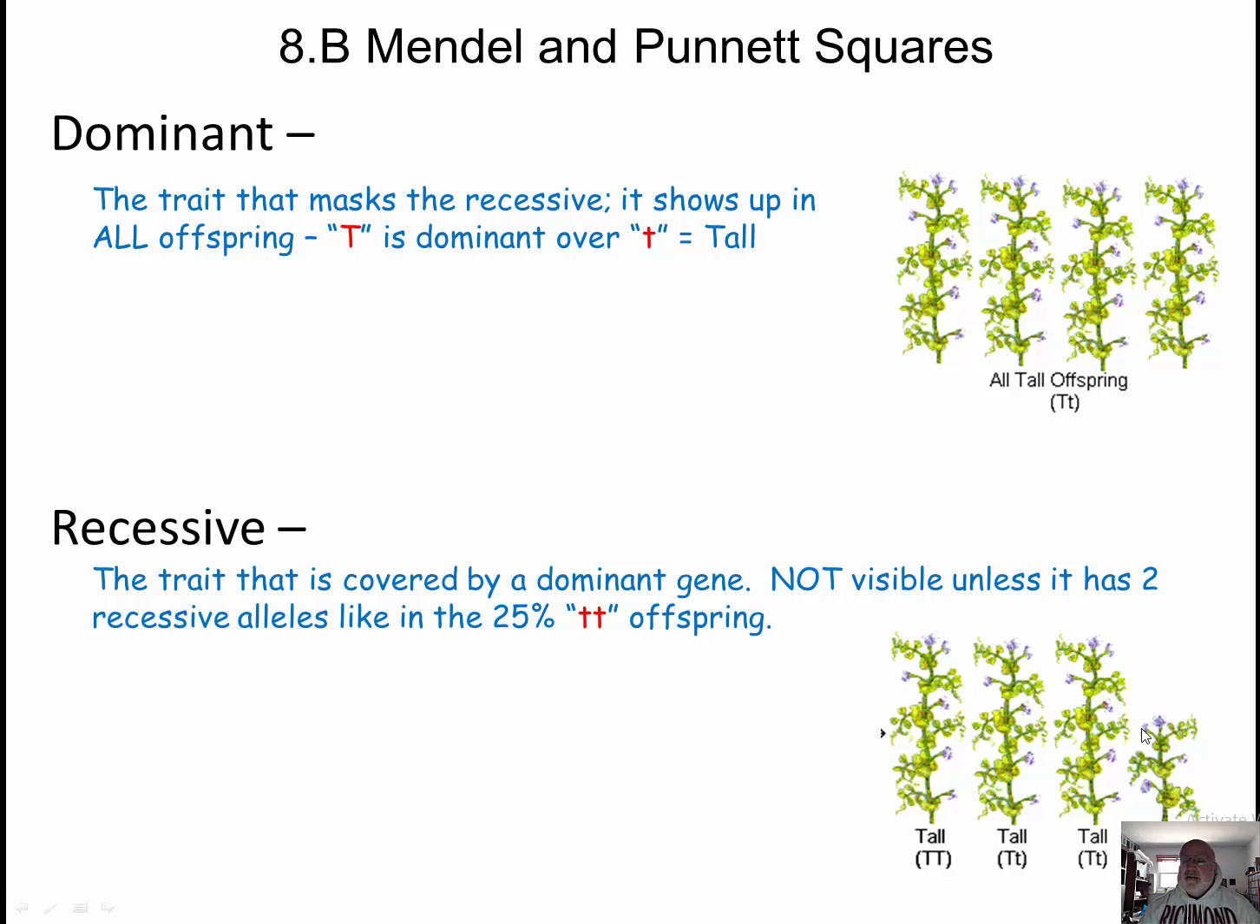If they're both dominant, they're purebreds, they're homozygous. If they're both recessive, they're purebreds, they're also homozygous. If they have one of each, the dominant one is going to show up. Those are heterozygous.